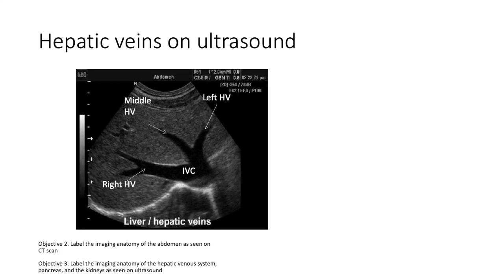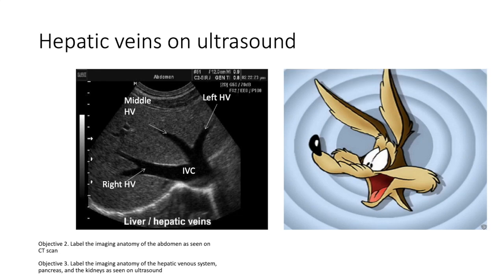Okay, hepatic veins on an ultrasound. So make sure that you can label these. Each of these parts, the IVC, the left hepatic vein, middle hepatic vein, and right hepatic vein. Now, this looks just like this picture. So if you can start looking at this and figuring out, hey, okay, I know what these are. These are like the ears, here's the nose. It can really, really help you out.